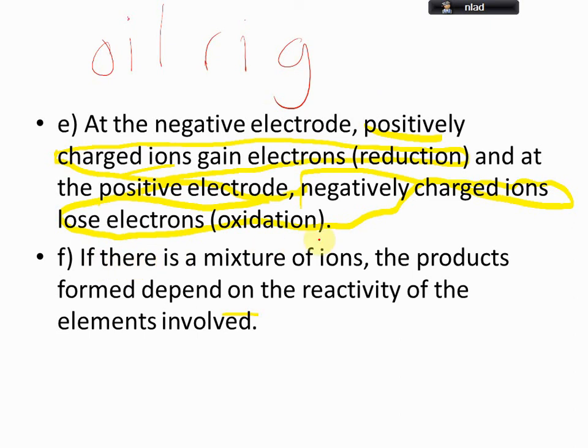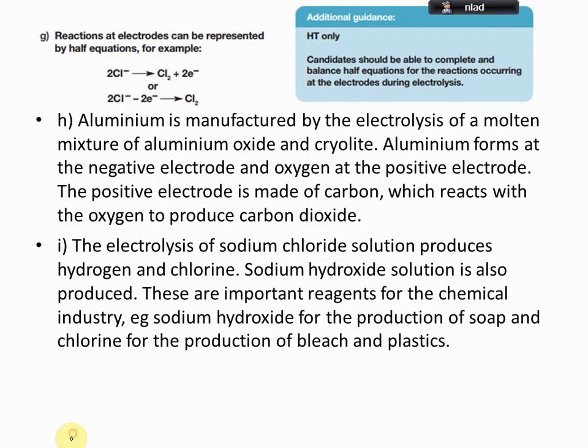If there's a mixture of ions, the products formed depend upon the reactivity of the elements involved. So you've got to consider the reactivity. You can find that again on a data sheet. You've got to think about which one's more reactive, and that will be the substance involved. And finally, we've got to talk about half equations. The best thing I can say about half equations is look them up online. Bitesize has a very good section on the website about it.